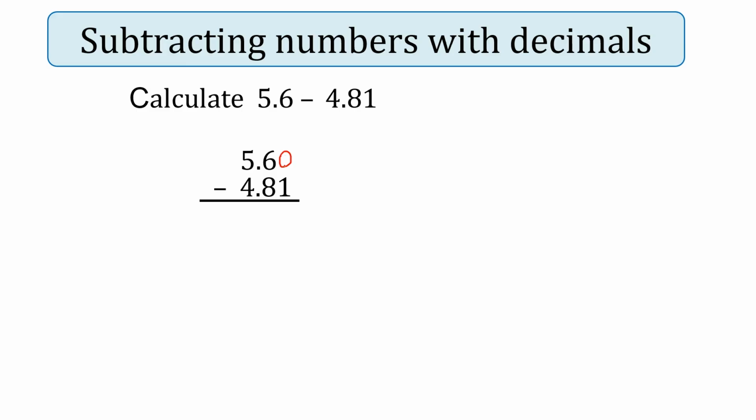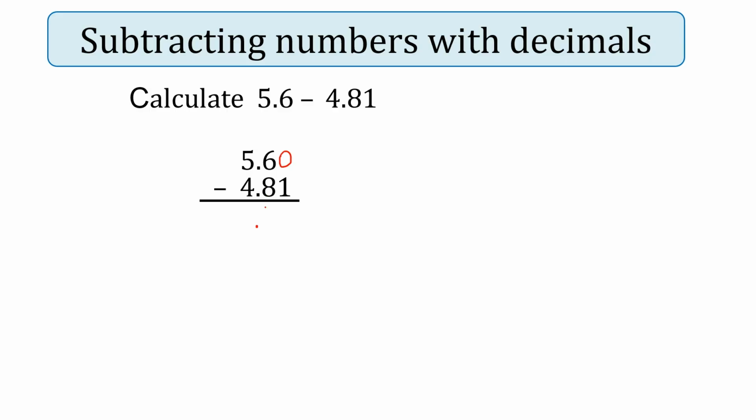The only reason I add the 0 is so that I have a better visualization when I subtract from top to bottom. Our next step is to, once we line up the decimals, simply make sure we place the decimal here in advance so you don't forget it. Now we simply subtract from top to bottom.